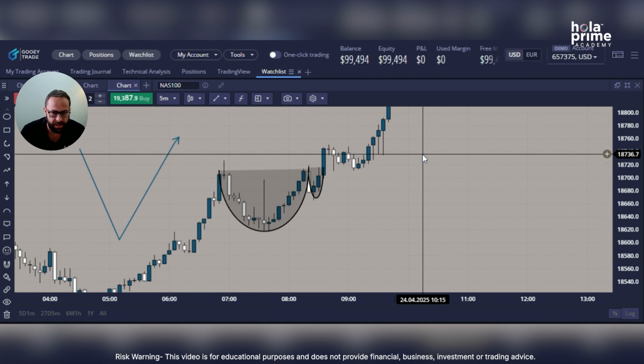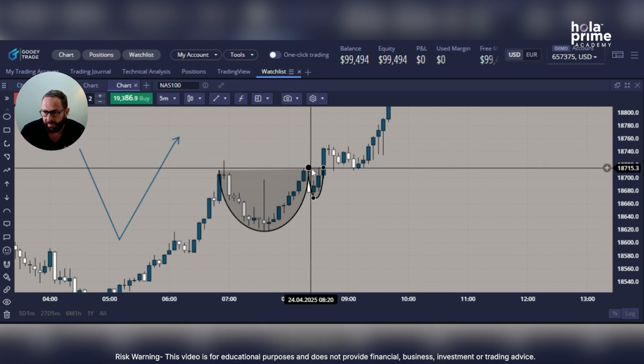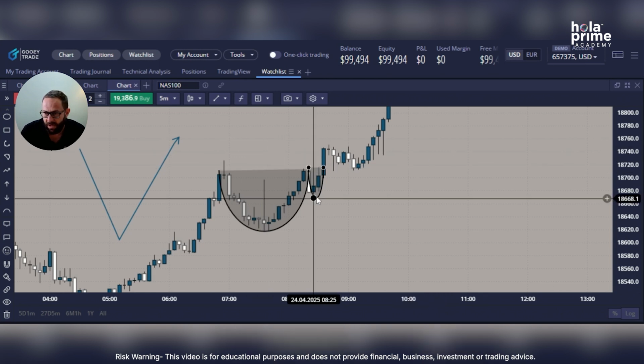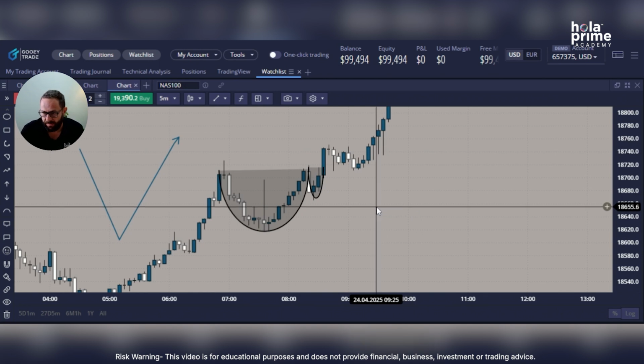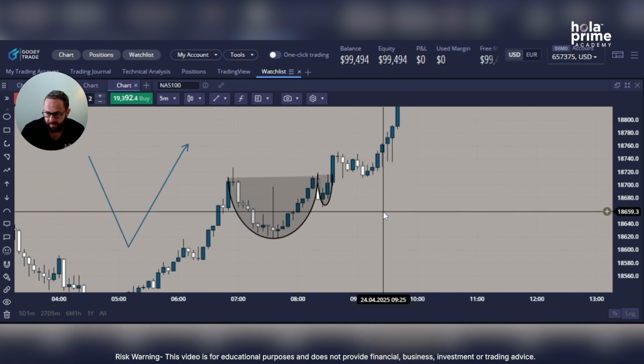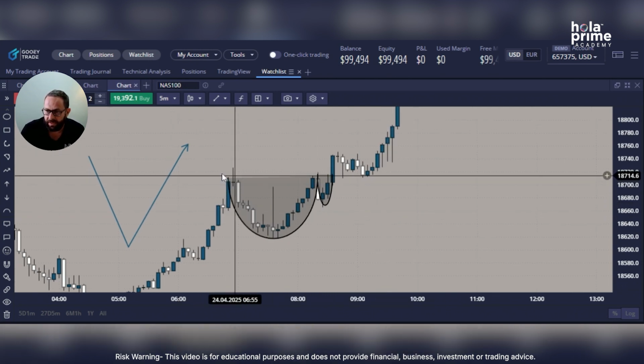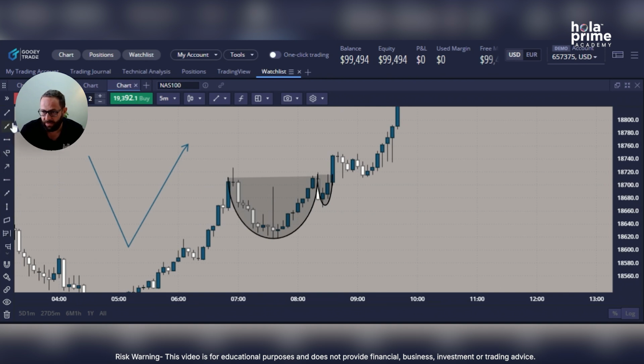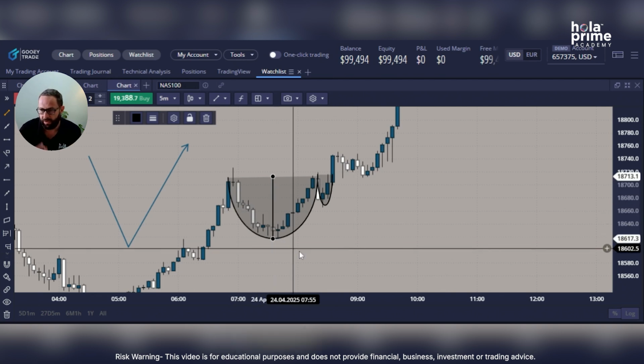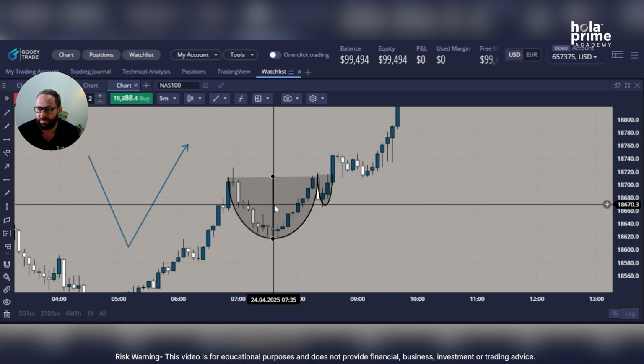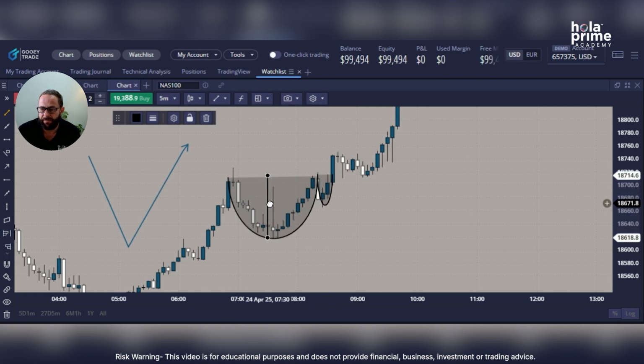Well, very easily. They'll tend to measure the height from the rim of the cup side to the bottom of the cup, right? And then they want to take that same height or range and extend it to the breakout point, where the pattern finally breaks out after the handle part and price continues to the upside, right? So this is a beautiful cup and handle formation.